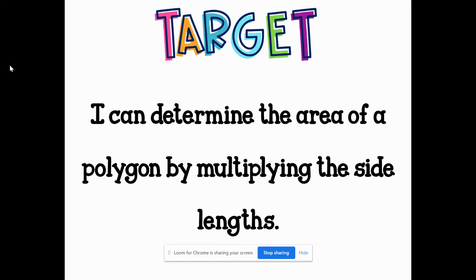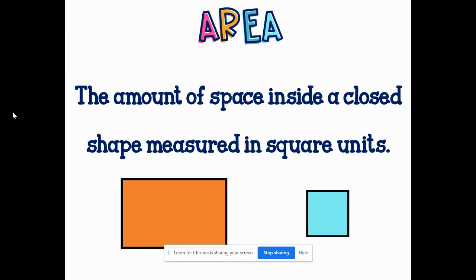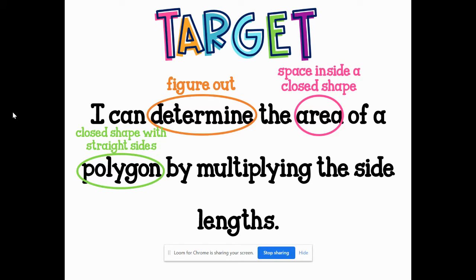Topic: I can determine the area of a polygon by multiplying the side lengths. When we say determine, that means we're going to figure out the space inside of a closed shape, which again is another name for a polygon, a closed shape with straight sides. We're going to find the area by either multiplying the side lengths or just counting the tiles that are inside.